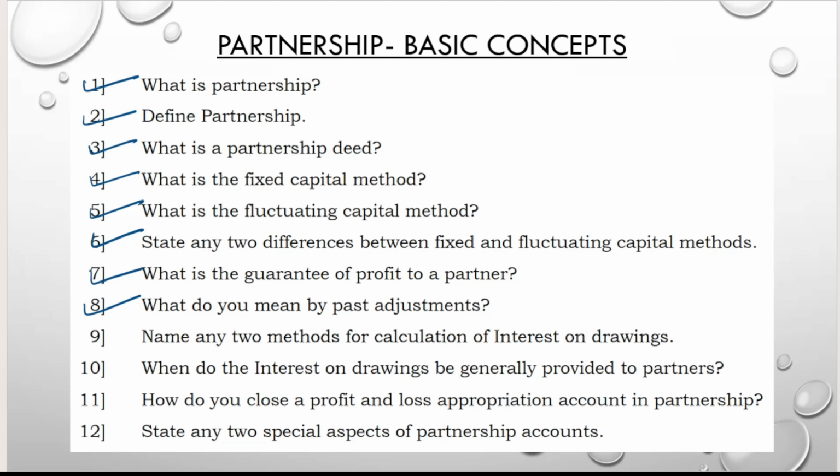Got it? Name any two methods of calculation of interest on drawings. Two methods. What are the different methods? Product method, average period method. Average period method is also called the shortcut method. Okay, product method, average period method, or shortcut method.